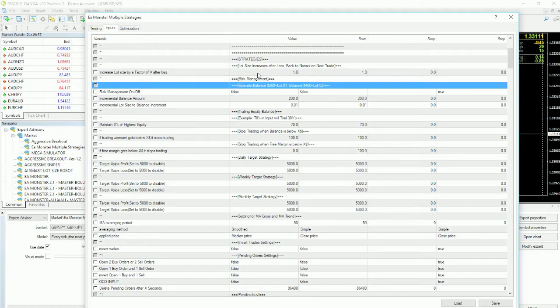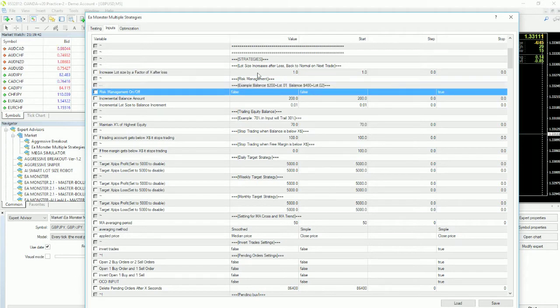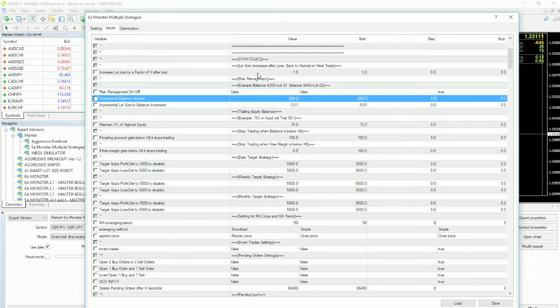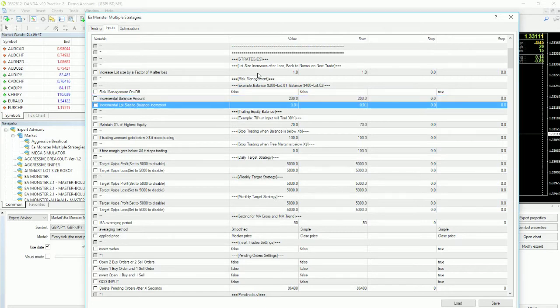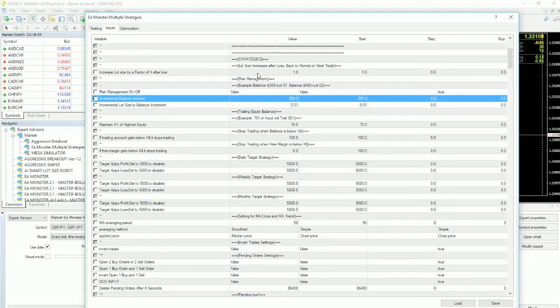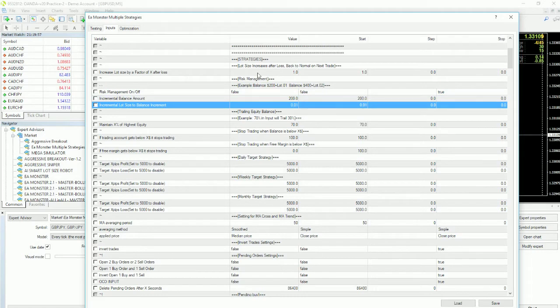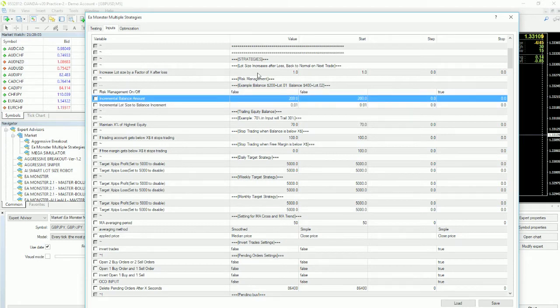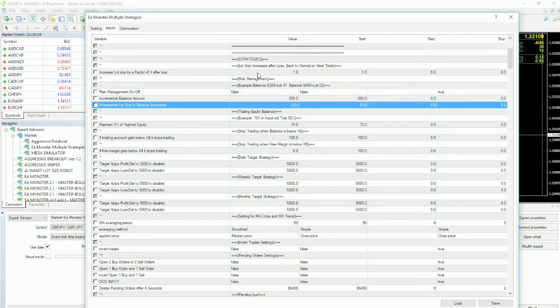But anyway, risk management. This is one of my favorite features that I've added to it. This basically will increase your lot size incrementally per the amount of balance that you have in your account. For example, up to $200 balance, you'll have a 0.01 lot size. If you have $400 balance, it's going to be a 0.02 lot size, and a $600 balance 0.03, if you understand what I'm saying. $1,000 balance would be 0.05. $2,000 is 0.1, and so on and so on.